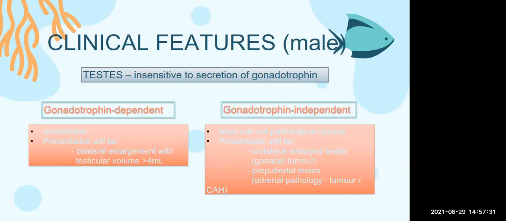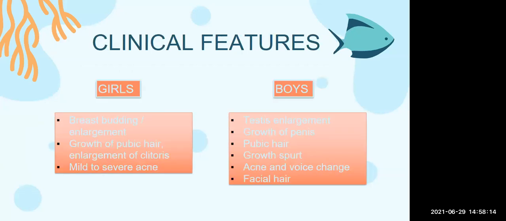For the clinical features in male, the testis is insensitive to secretion of gonadotropin. Because of this, gonadotropin dependent is uncommon in male. However, if it is to occur, presentation will be bilateral enlargement of the testis with a testicular volume more than 4 milliliters. And for gonadotropin independent, we must rule out pathological cause. The presentation can be unilateral enlarged testis if the patient has a gonadal tumor or prepubertal testis. And we can suspect adrenal pathology such as tumor or congenital adrenal hyperplasia. Okay, next.